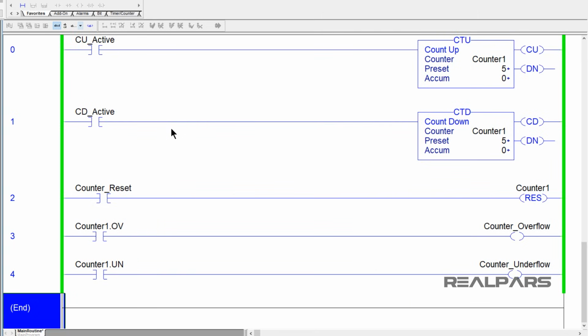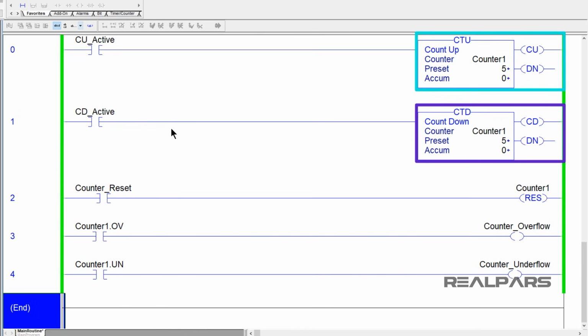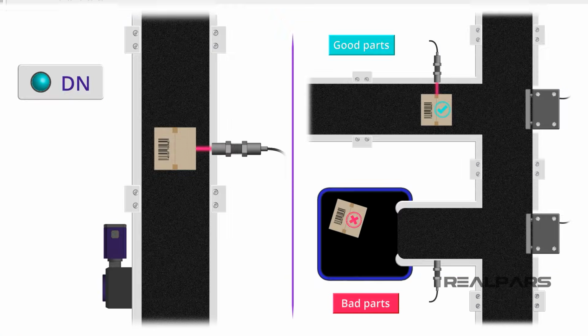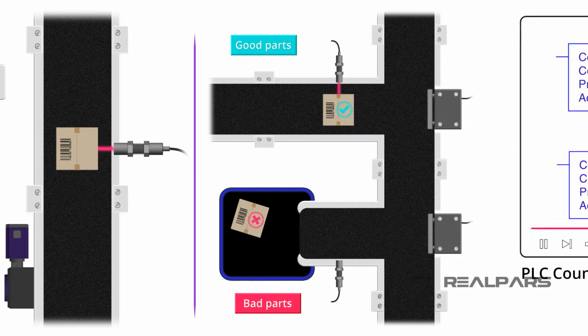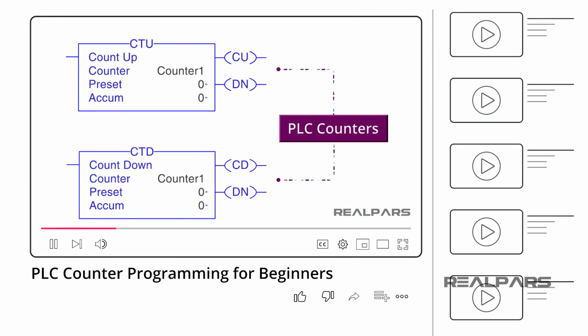In review, by watching this video, you have learned about the two main types of PLC counters, the count-up counter and the count-down counter. That these counters have a preset value, an accumulated value, a count-up bit, a count-down bit, a counter-done bit, an overflow bit, and the underflow bit. You have also learned some examples of where these counters are used. That should do it for this video.